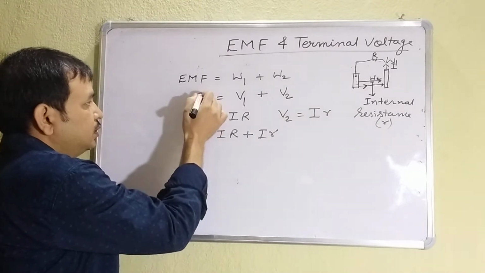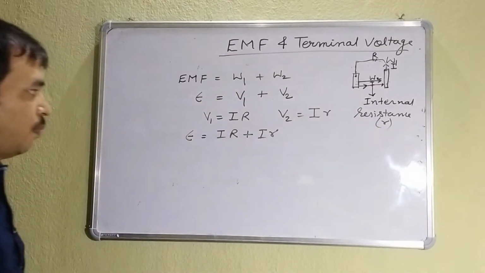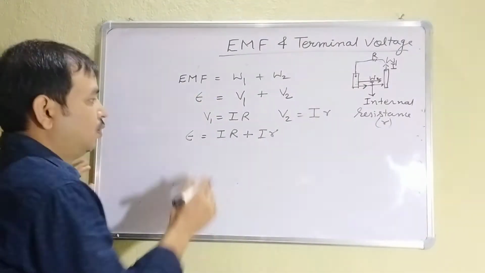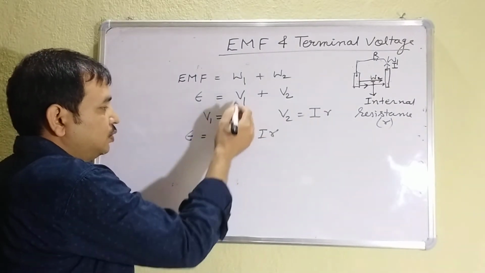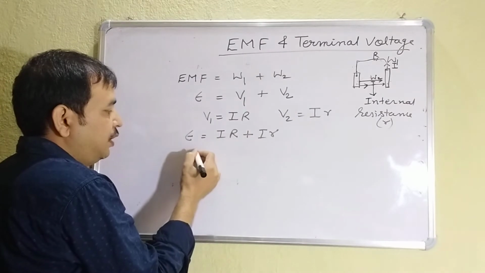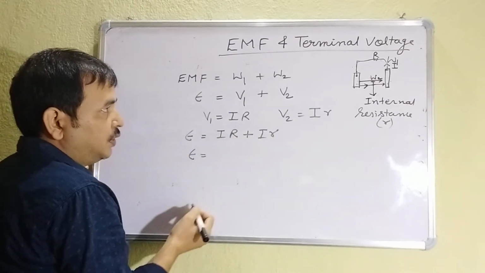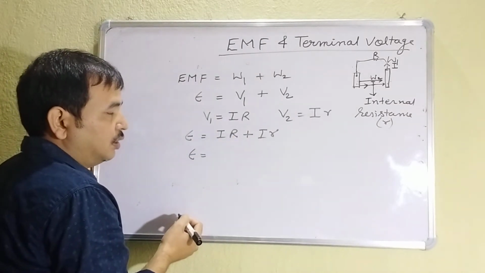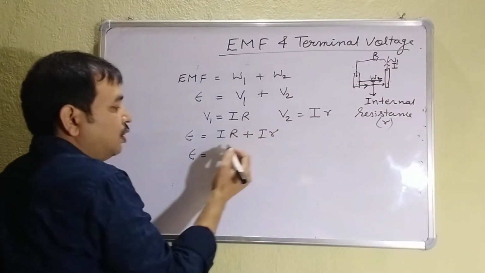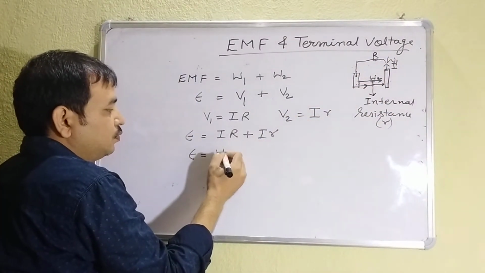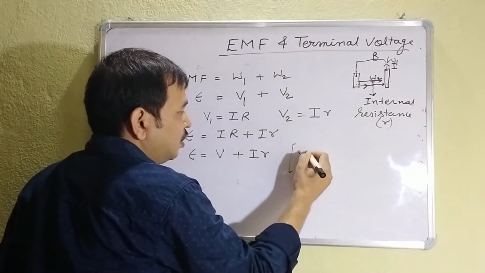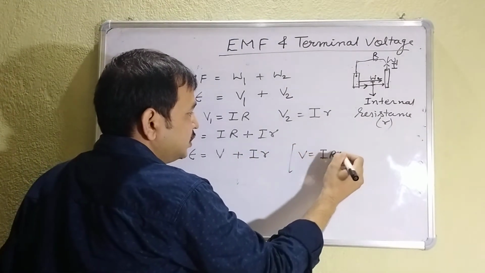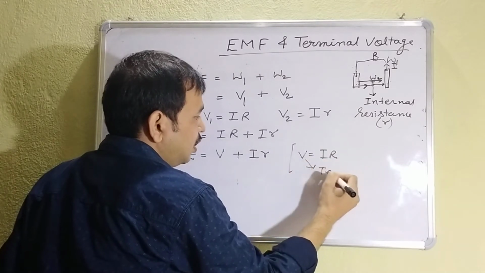So generally we are writing EMF like this. So I am changing this. So we are getting one formula. Suppose I am writing the potential difference across the electrode outside the cell, across this external resistance, as V. So E is equal to V plus Ir. This V is known as terminal voltage.